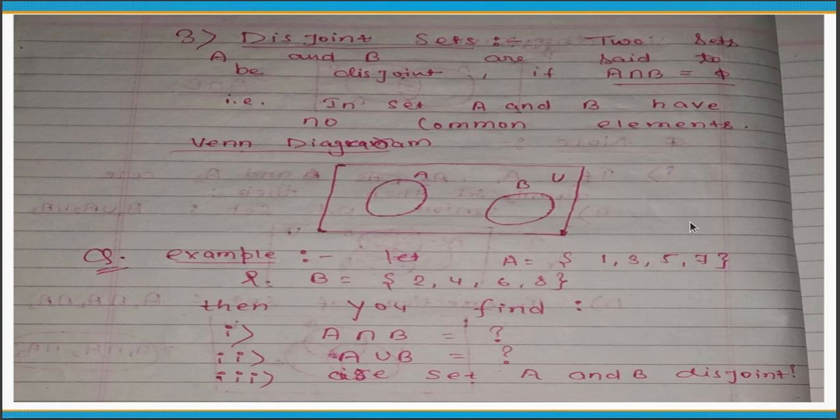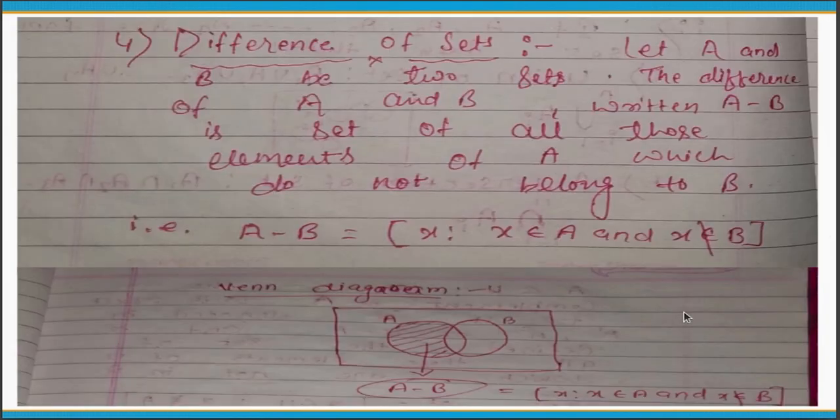Now you can represent this by making a Venn diagram. Draw a Venn diagram chart with a universal rectangular box, then draw set A, which contains 1, 3, 5, 7, and then draw another set B which contains 2, 4, 6, 8.